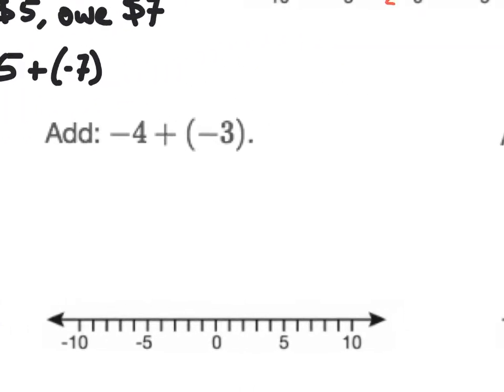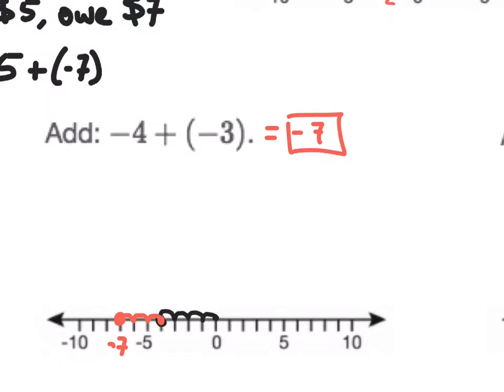This one, we're adding two negative numbers together. I've got -4, and then we're going to add -3. So we're going to start at 0 and move to -4 on the number line. I'm going to go over 1, 2, 3, 4. Stop there. And then, since I'm adding -3, I'm going to move 3 units to the left. So I'm going to go -1, -2, -3, and stop. And that number that we stop at is -7. So this is equal to -7, and that's it.